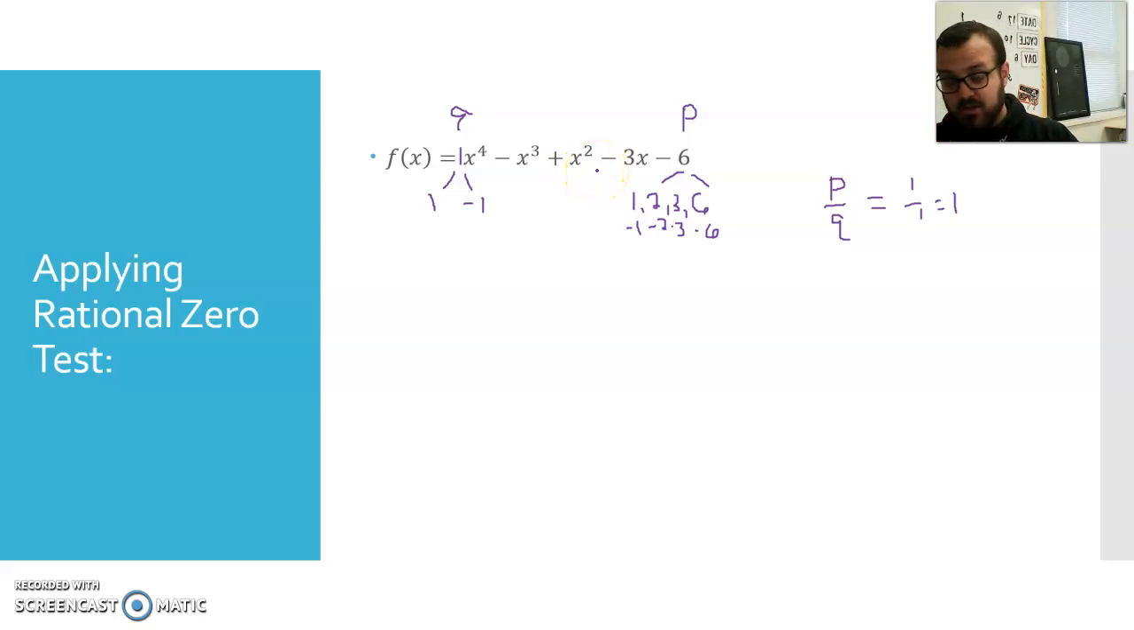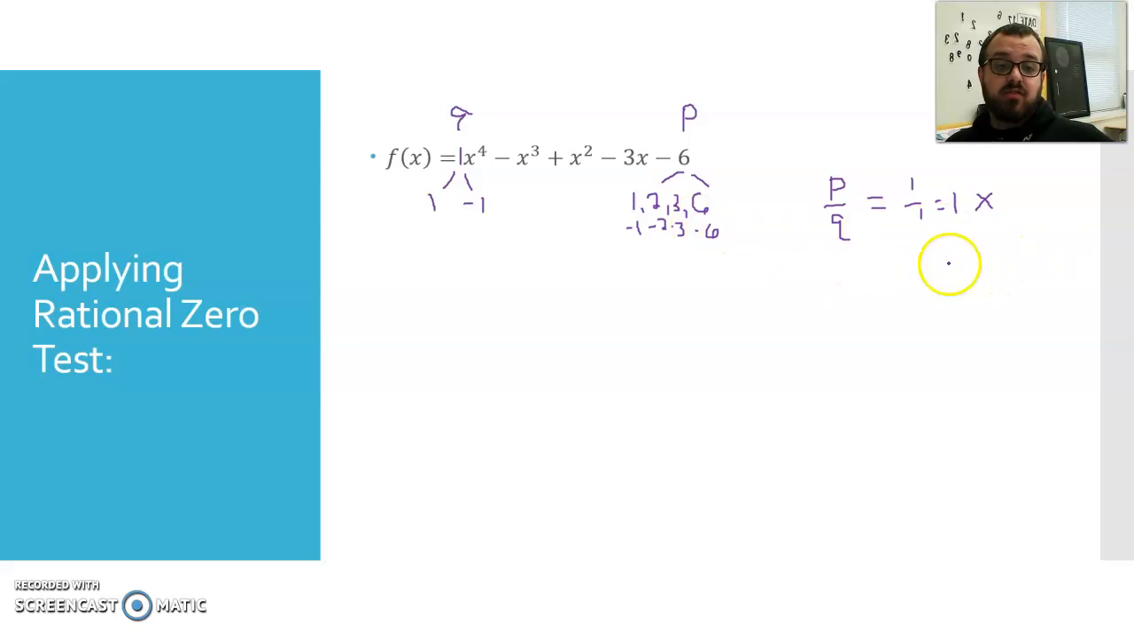So for example, I tried 1. Let me take my calculator and plug 1 in. I'm going to have 1 to the 4th minus 1 cubed plus 1 squared minus 3 times 1 minus 6. I got negative 8. That means that 1 is not one of the ones that's going to work for us. It will not get us the right answer.